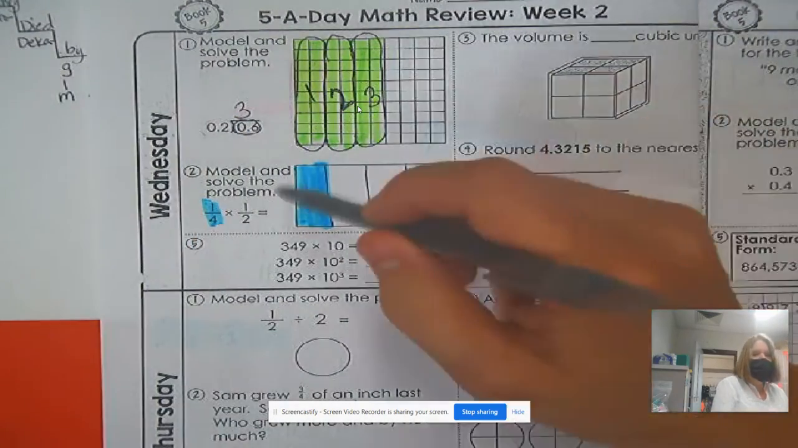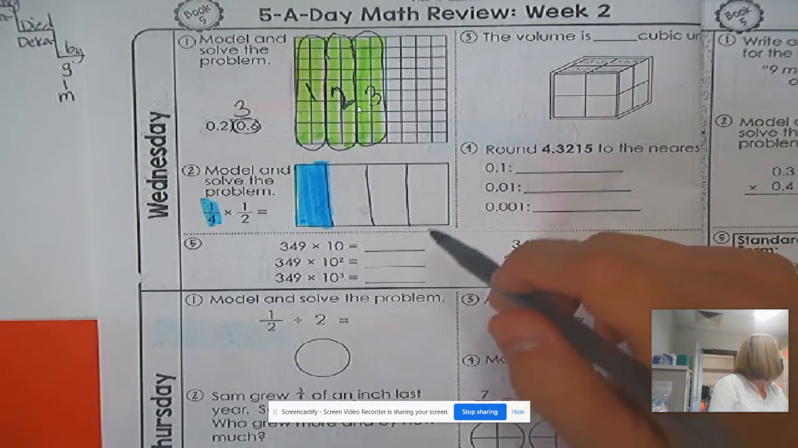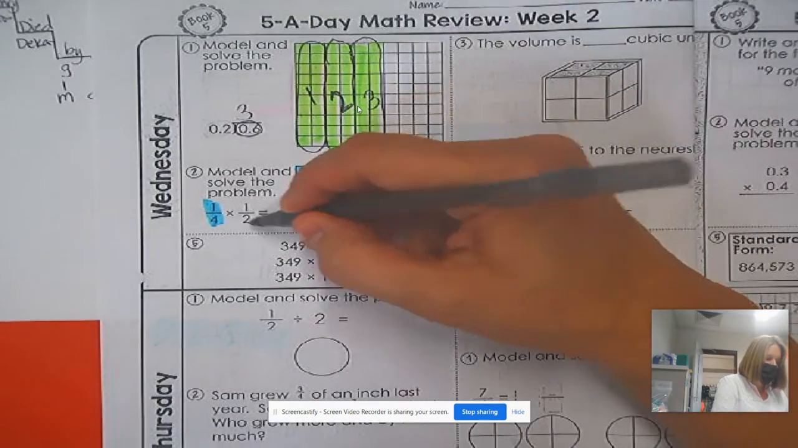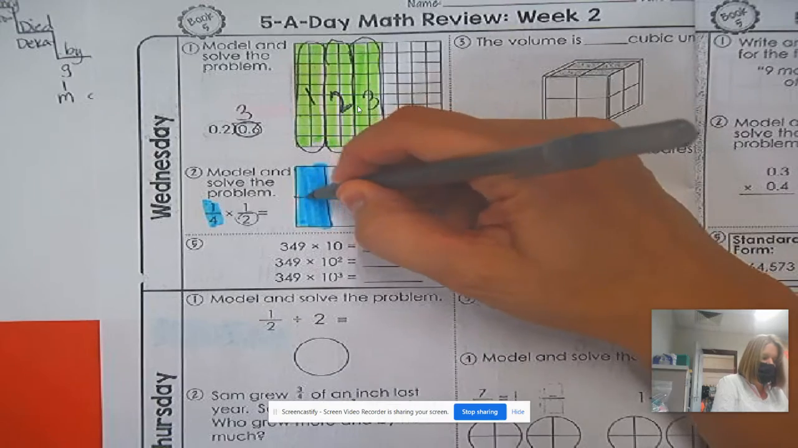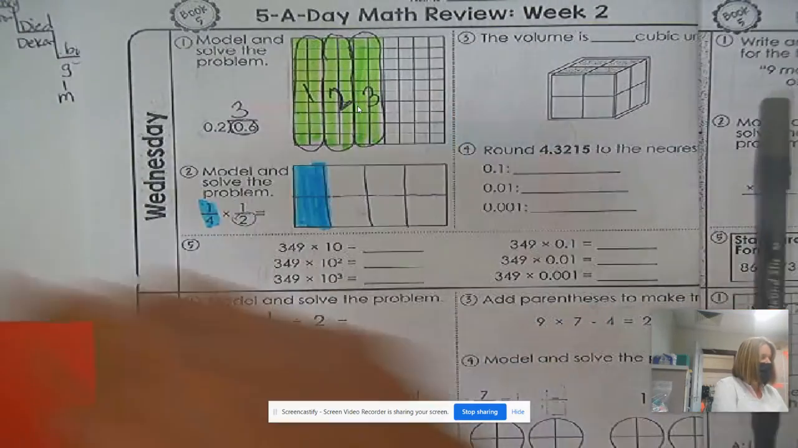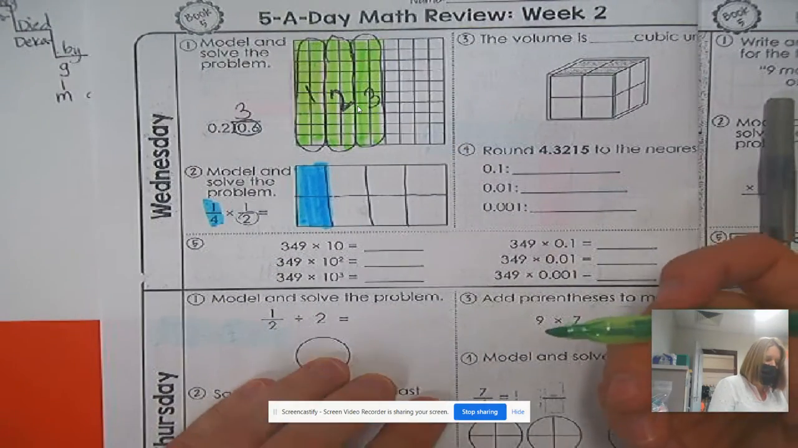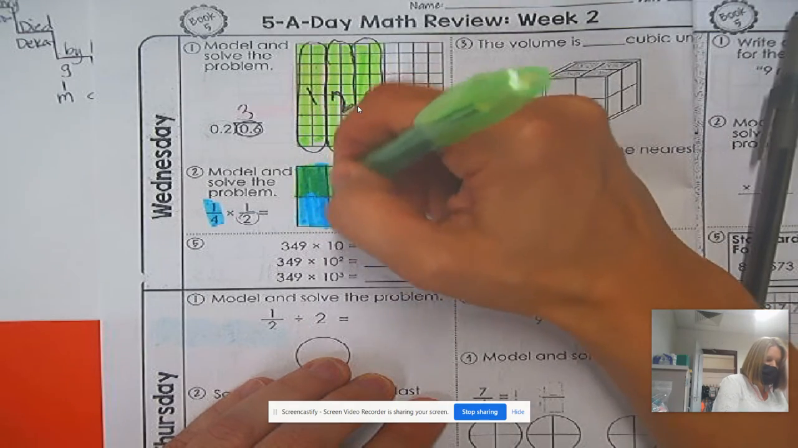Now going across, making rows, what am I going to cut it into? Half, because my denominator is 2. How much of that am I going to color in? One of it. Good.